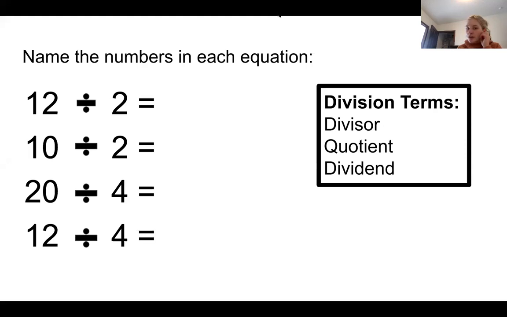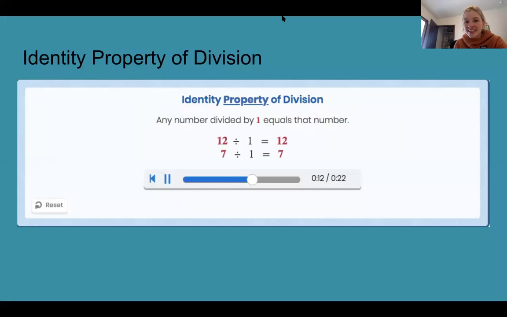All right, here we go. So I want to talk about different properties in division. So now that we know their names, now we can dig into different strategies on how to divide. I'm just going to show you some examples and then we could do some practice. So here we have the identity property of division.